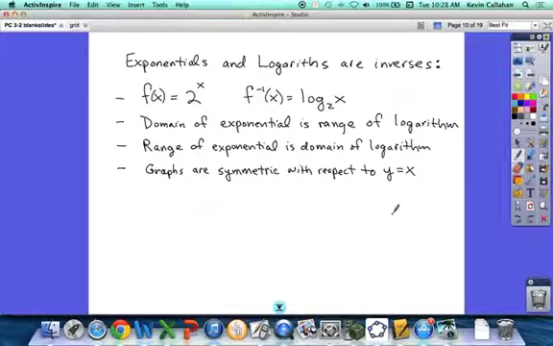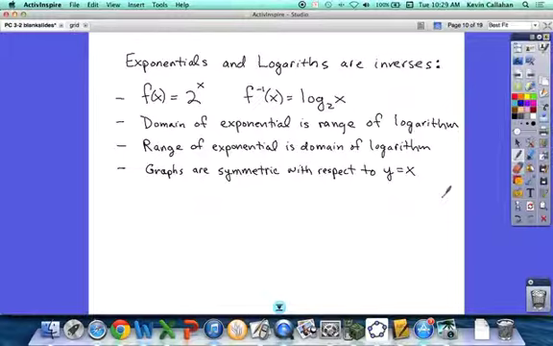So now all those things that we know about inverses become true about logarithms and exponentials. The domain of the exponential function is the range of the logarithm. The range of the exponential is the domain of the logarithm. They swap, just like we swap the x and the y. The graphs, if you graphed them on the same background, would look symmetric with respect to the line y equals x. And those are just what we know in general about any function and its inverse. So that's what we know about these two.